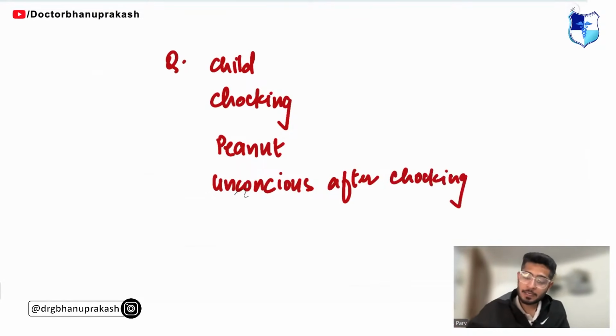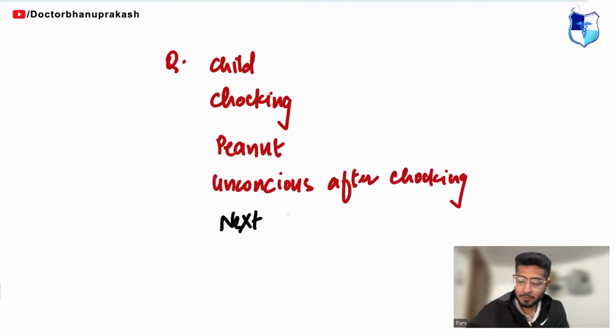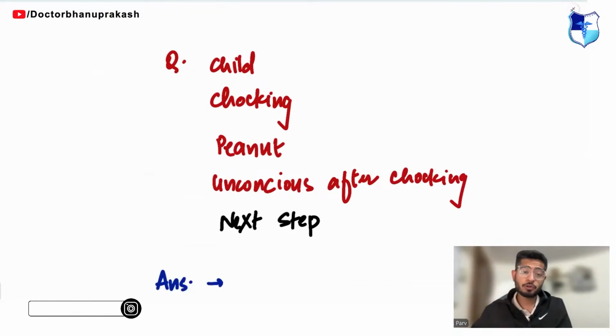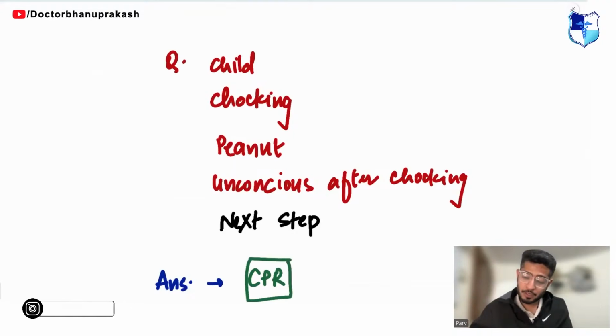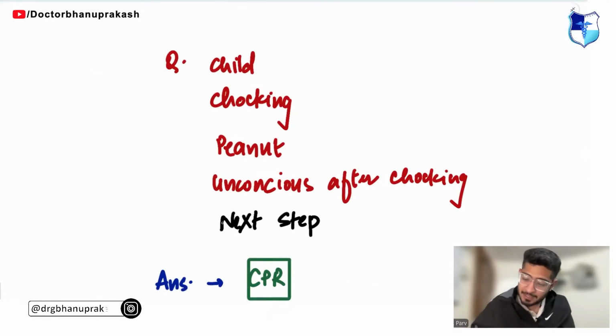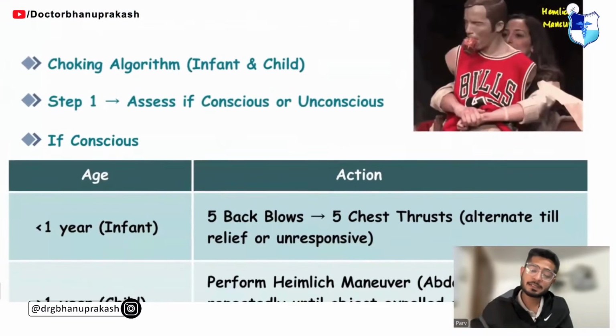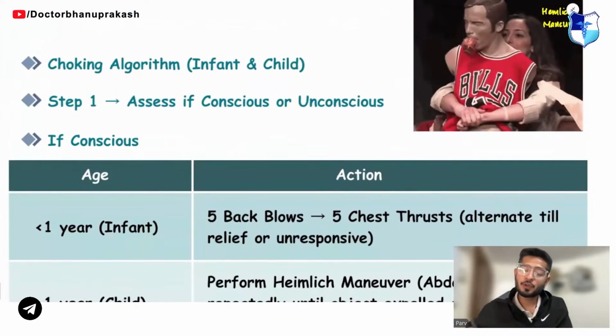What is the next step? What are you going to do? You have to start CPR. Why CPR? They have asked the next step and the patient is unconscious. So whenever you see the word unconscious, C for CPR. Please understand, in the choking algorithm, you have to check.